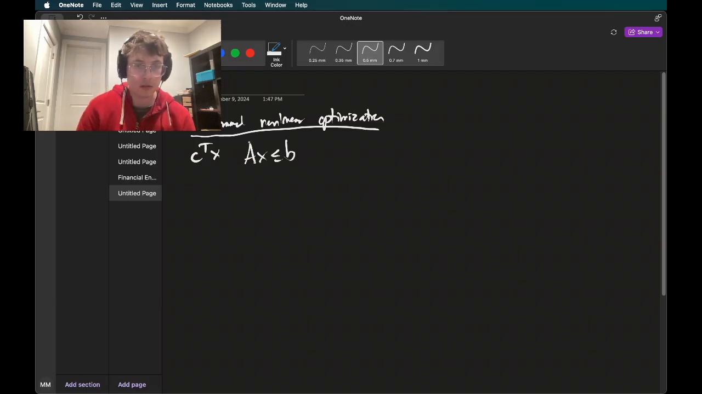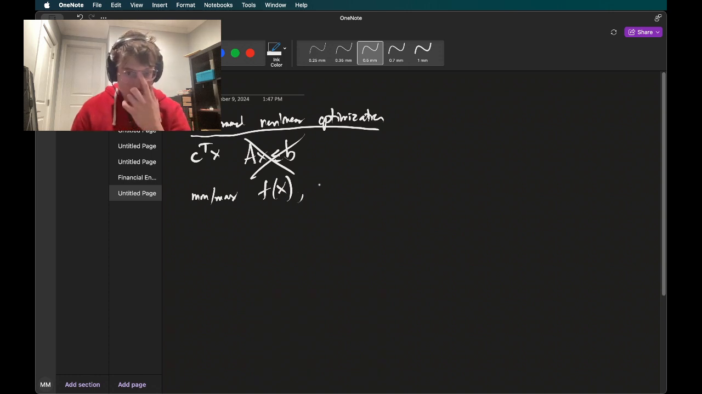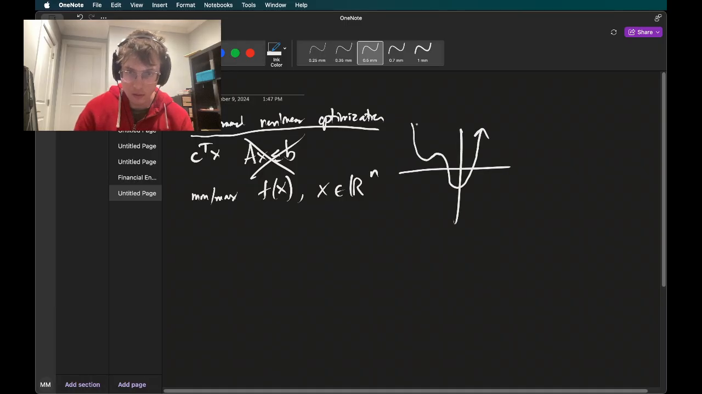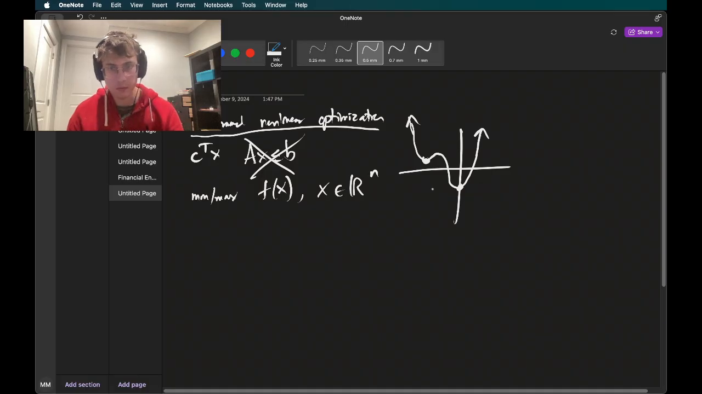satisfying this constraint. So now we don't have any constraint at all, we're just going to minimize or maximize the function f of x, where x is a vector in Rn. To give you a one-dimensional example, here we have a function like this, and we're trying to find probably this point, but we're going to have to also settle for points like these, which are local minimums.